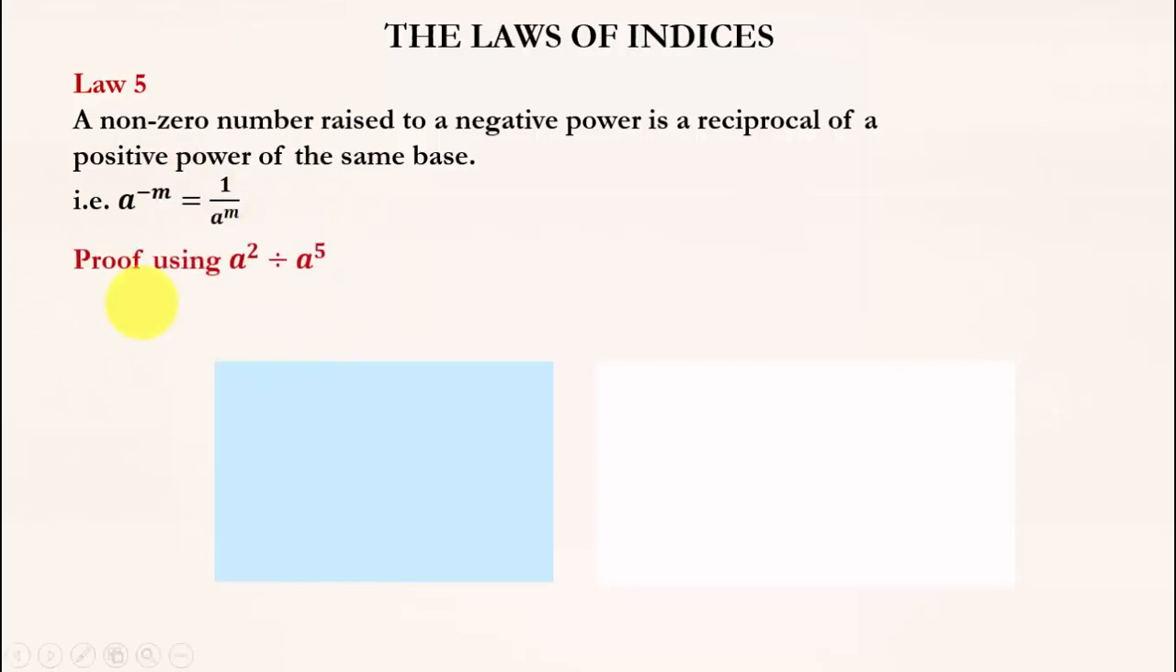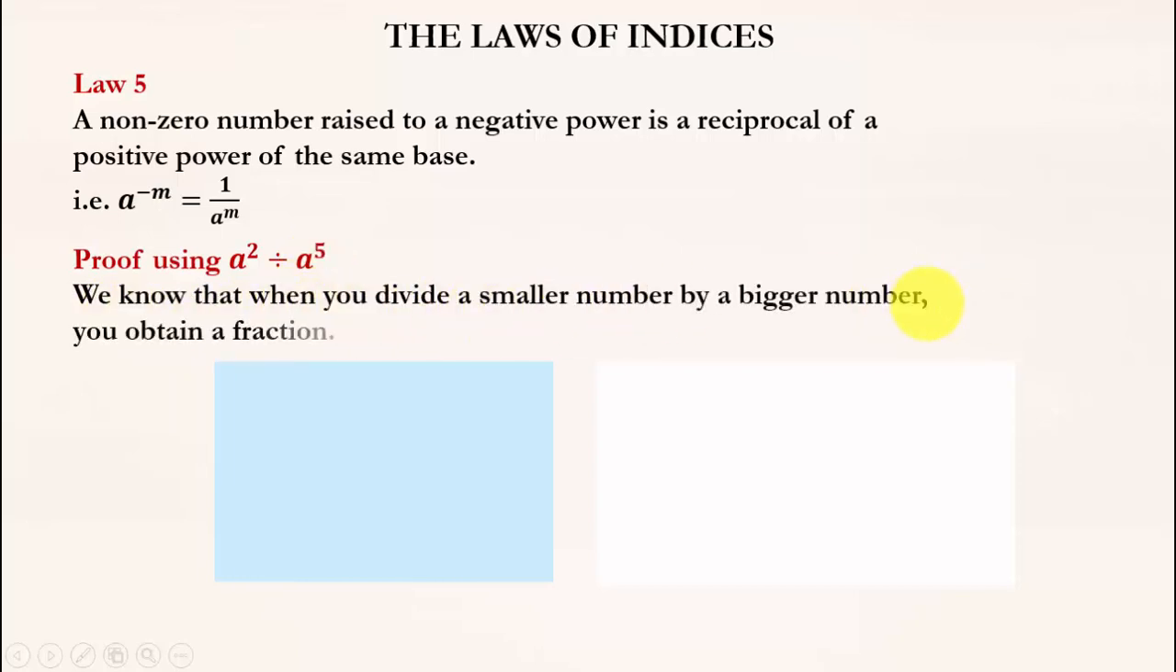We are going to prove using a squared divided by a to the power 5. We know that when you divide a smaller number by a bigger number, you obtain a fraction. Now, a squared divided by a to the power 5 can also be written as a squared over a to the power 5. Expanding both the numerator and the denominator, the numerator becomes a times a, and the denominator becomes a times a times a times a times a. That's a to the power 5, as shown above.